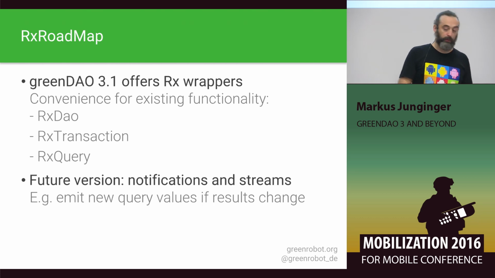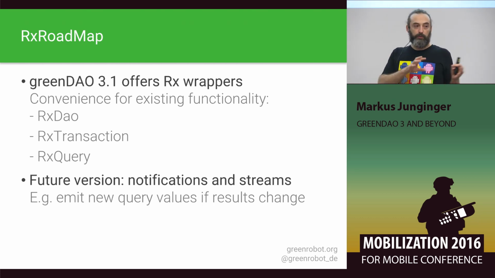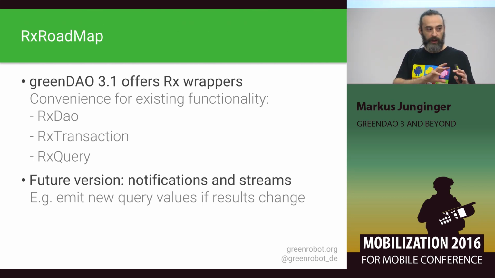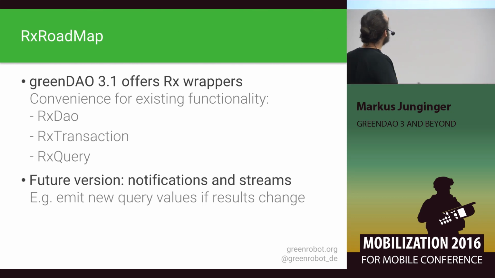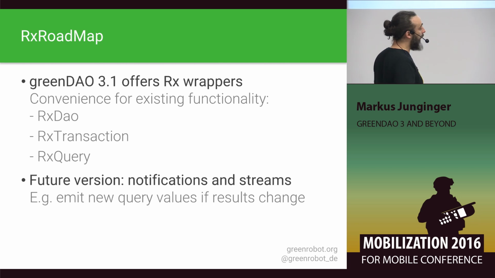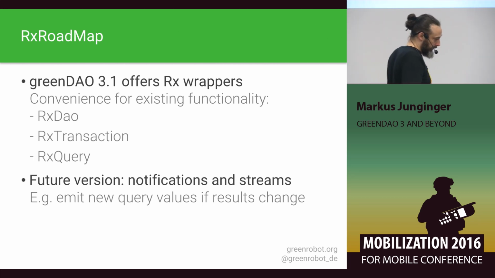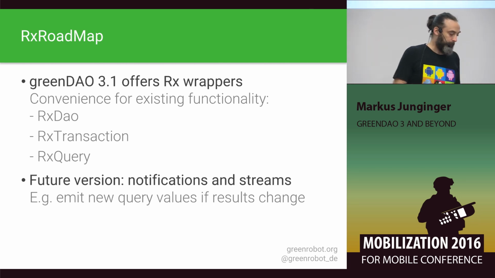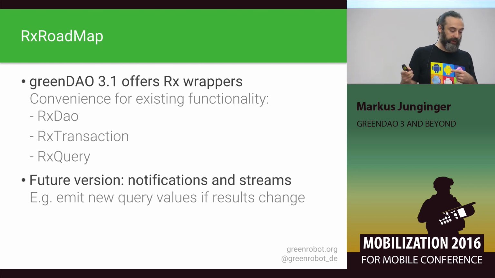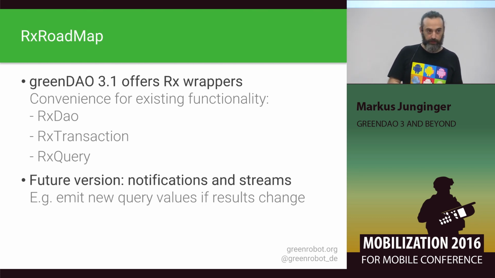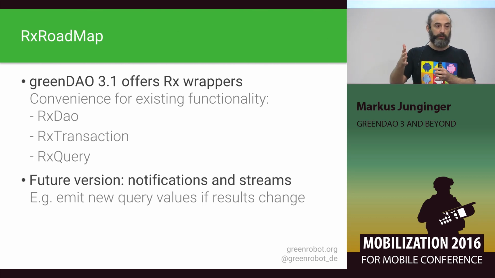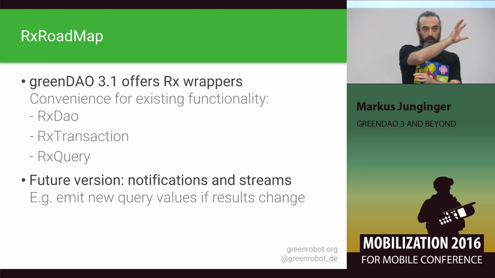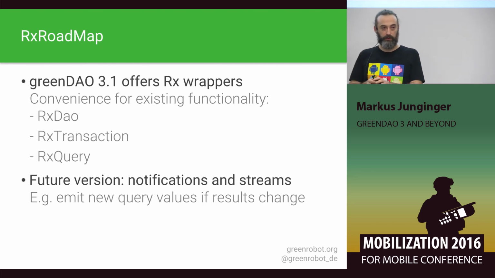Yeah, so basically there are wrappers for all the important classes in greenDAO, which do it the Rx way. So, for example, there's an Rx DAO or transaction. And this is just the first step for Rx support. There will also be queries: if the data changes, those observers, subscribers will be updated.